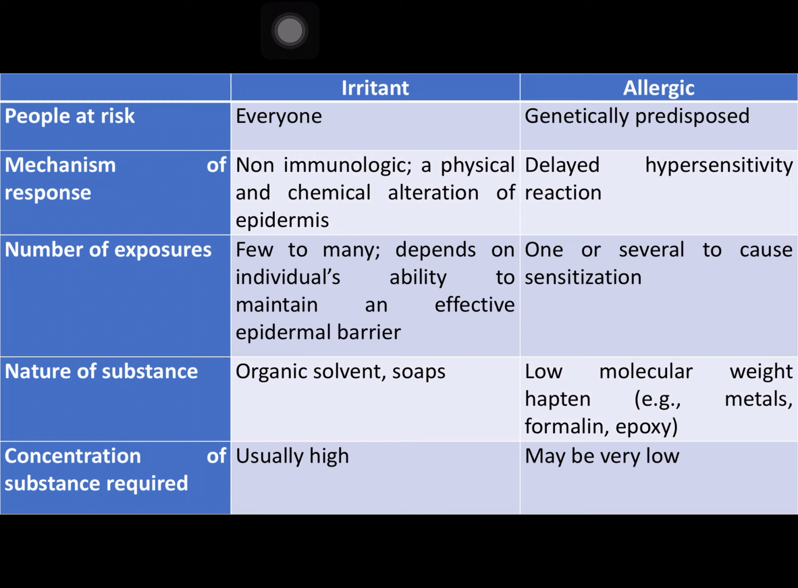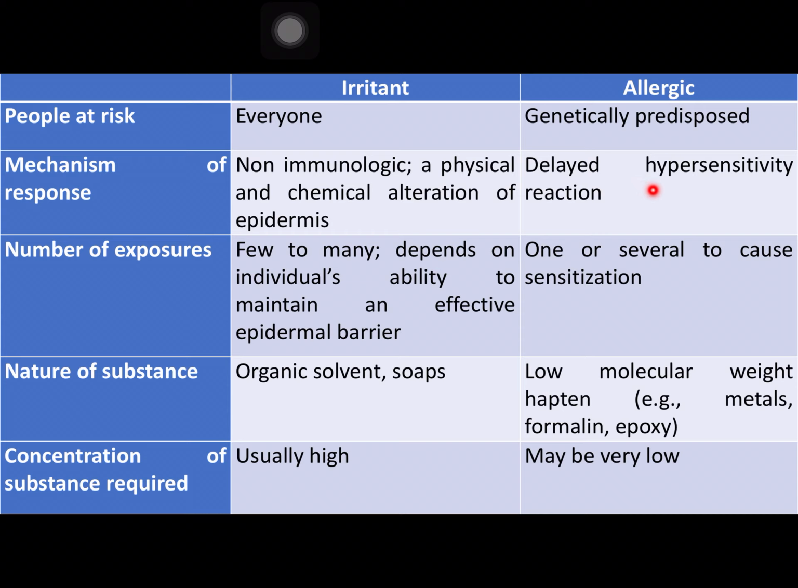This table shows the comparison and the differences between irritant and allergic contact dermatitis. Regarding people at risk, in irritant contact dermatitis it is everyone, while in allergic contact dermatitis it is only those genetically predisposed. Mechanism of response, as I said, is a very important point. It is non-immunological, depending on disturbance of the barrier function by chemical or physical substances, while in allergic it is immunological, a type 4 allergic reaction, which is called delayed hypersensitivity reaction or cell-mediated allergic reaction.